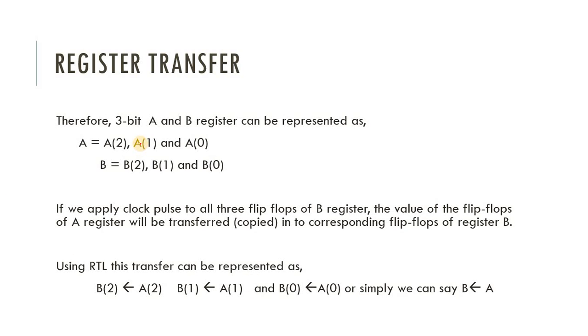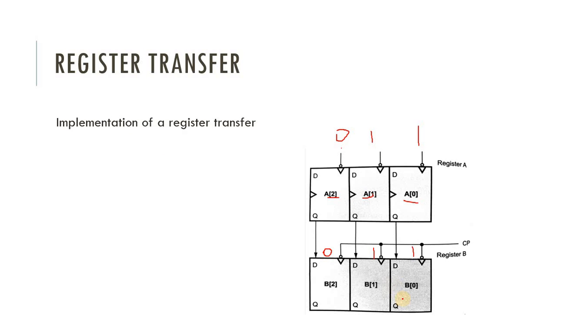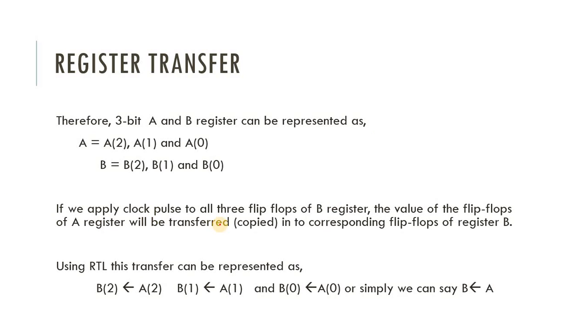Now this is the explanation that the 3-bit A and B registers can be represented like A0, A1, A2, and B is represented like B0, B1, B2. That we already know. It is B0, B1, B2 and A0, A1, A2. If we apply a clock pulse to all 3 flip-flops of B register, the value of flip-flops of A register will be transferred into the corresponding flip-flop of B, that we have already seen. And using RTL, this transfer can be represented as follows. So now we all know what a register transfer language is. It provides symbolic notations.